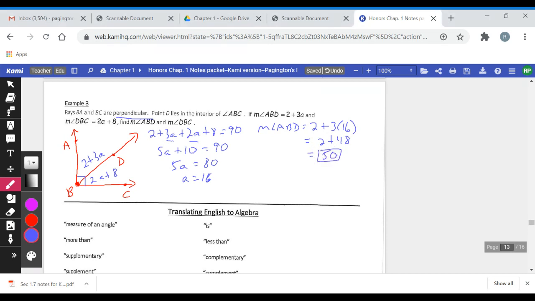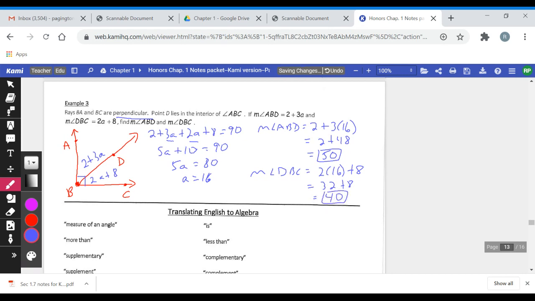for ABD. And then I also need to find the measure of angle DBC. And if I go ahead and plug in for the 2A plus 8, I've got 2 times 16 plus 8. And that's equal to 32 plus 8, which is equal to 40.